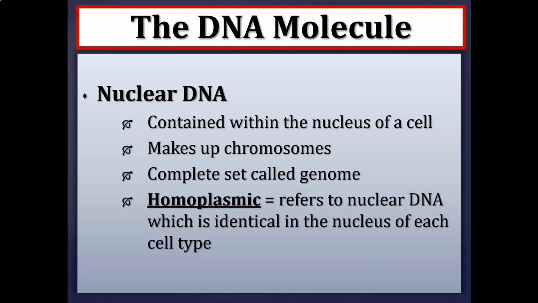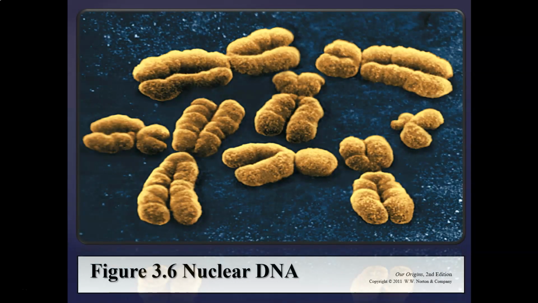Nuclear DNA is homoplasmic, which refers to nuclear DNA which is identical in the nucleus of each cell type. But of course, cells will differentiate. Some cells will specialize to become skin cells, some become organ cells, some become blood cells. You guys get the picture. All right, so that's what nuclear DNA looks like underneath a microscope.